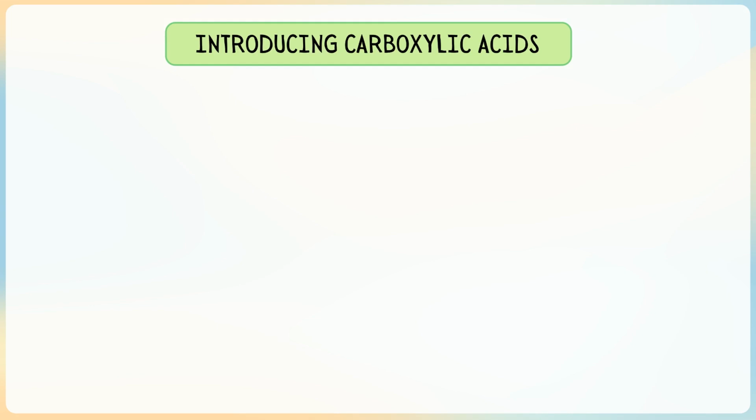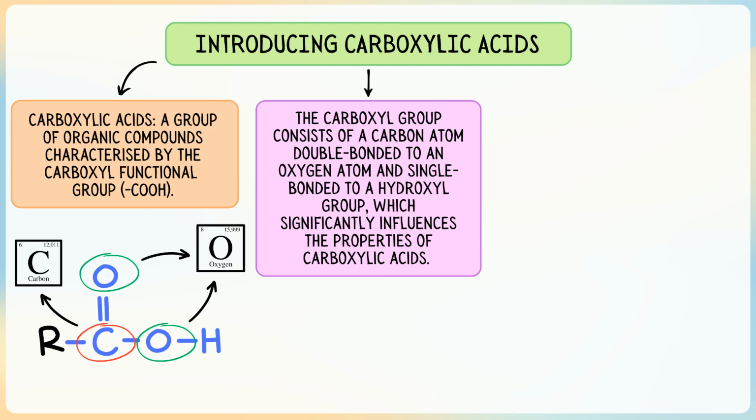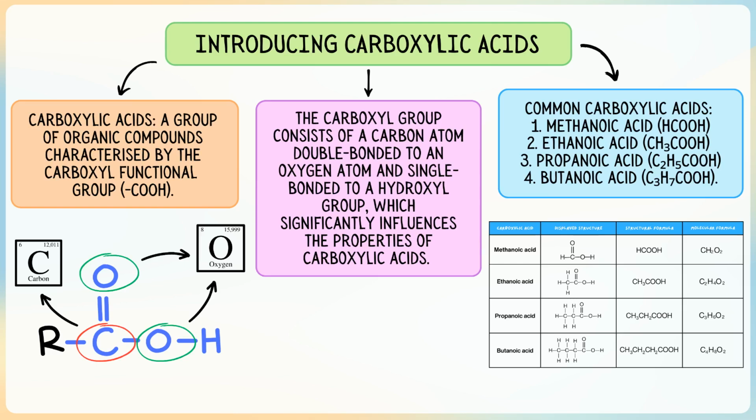In today's lesson, we delved into the homologous series of carboxylic acids, a group of organic compounds characterized by the carboxyl functional group, COOH. We learned that the carboxyl group consists of a carbon atom double bonded to an oxygen atom and single bonded to a hydroxyl group, which significantly influences the properties of carboxylic acids. We then examined several common carboxylic acids: methanoic acid, ethanoic acid, propanoic acid, and butanoic acid, noting their structure and applications. This lesson has provided a comprehensive understanding of the structure of carboxylic acids, which will serve as an excellent foundation as we delve into their properties and behavior in the next lessons.